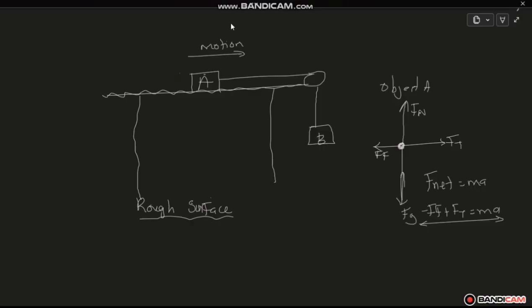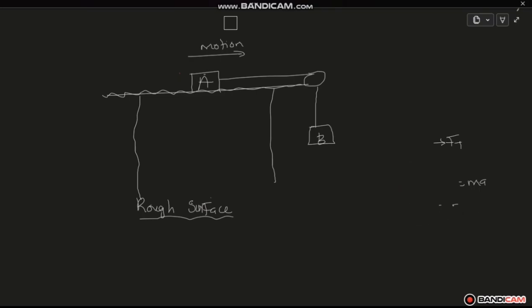Very, very important. Okay, let's show the free body diagram of object B as well as the F net of object B. If you understand this, Newton's laws are not going to be a problem. Make sure that you follow. This one is very, very important. Many learners are getting it wrong.